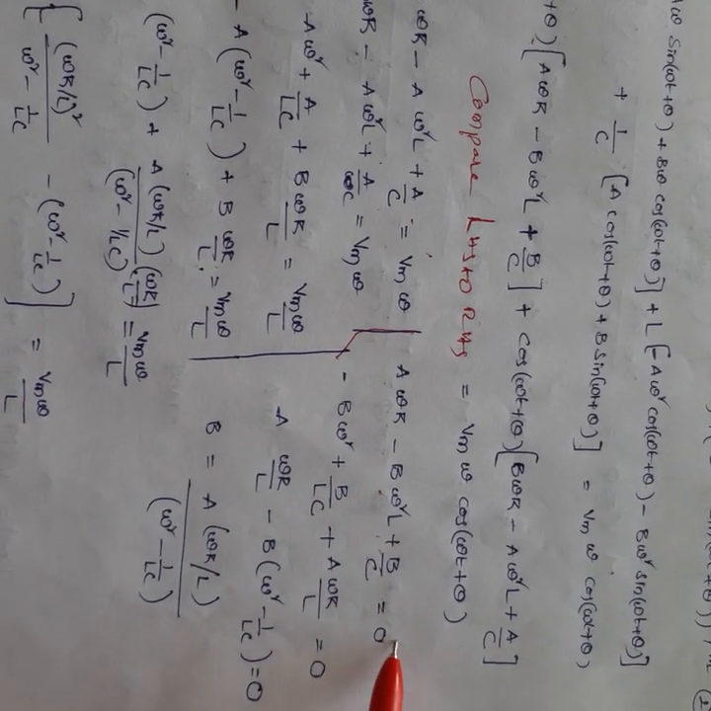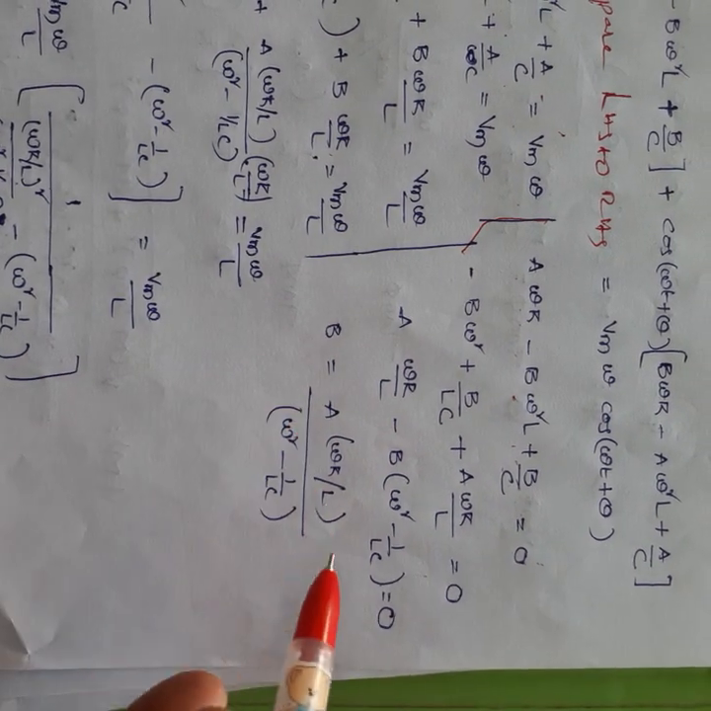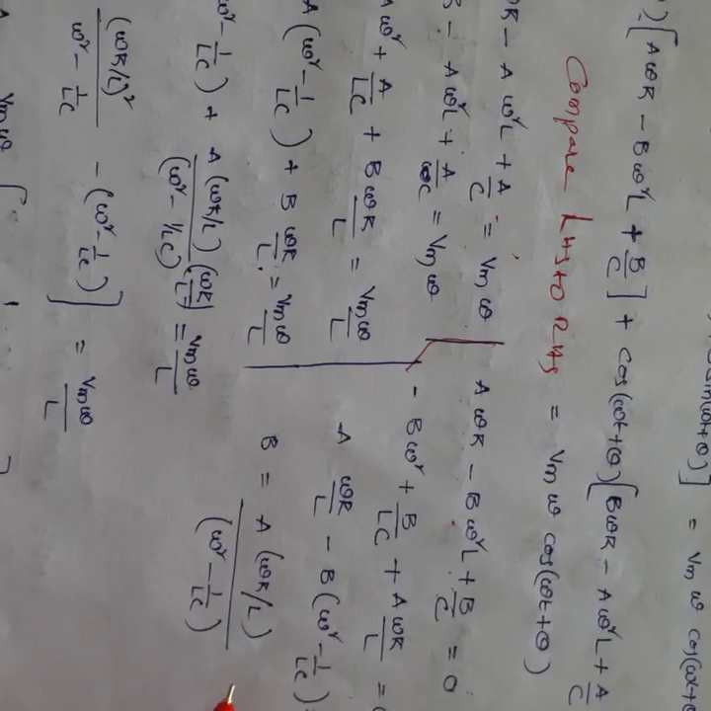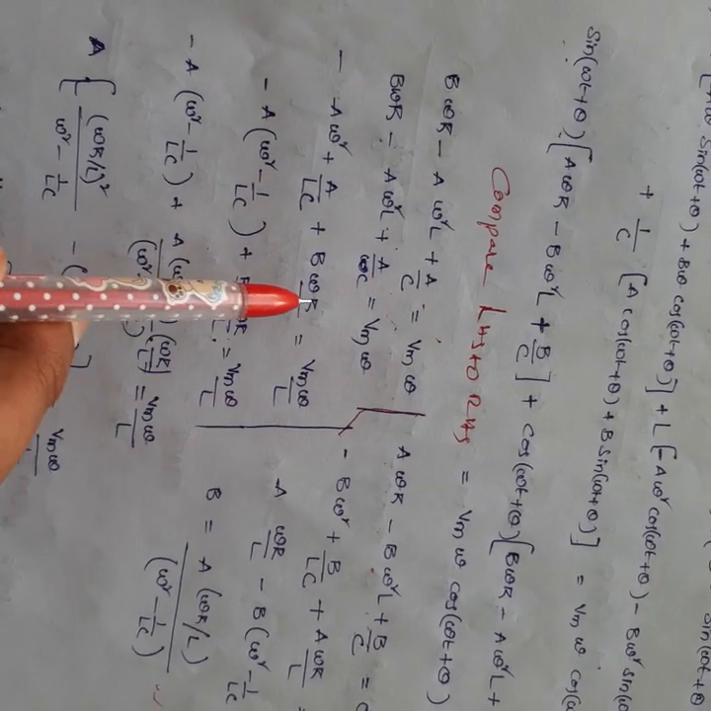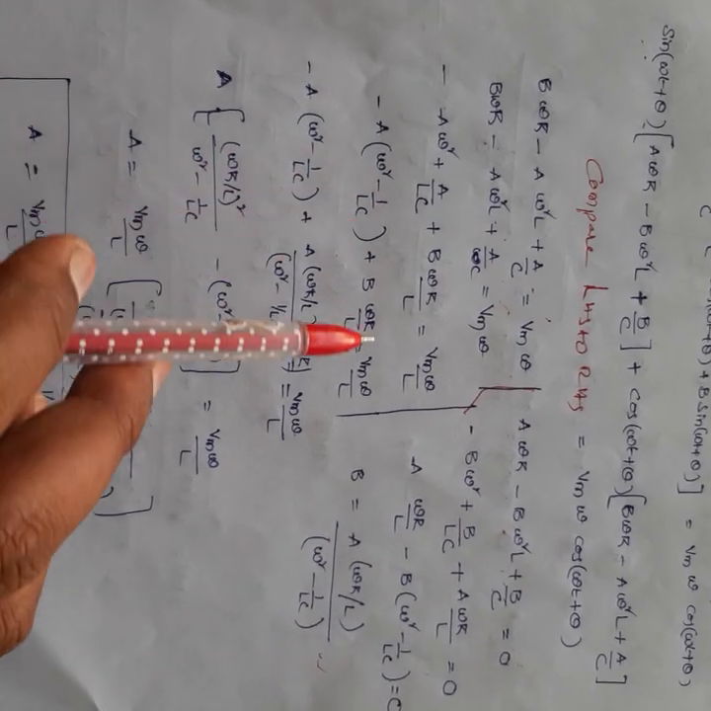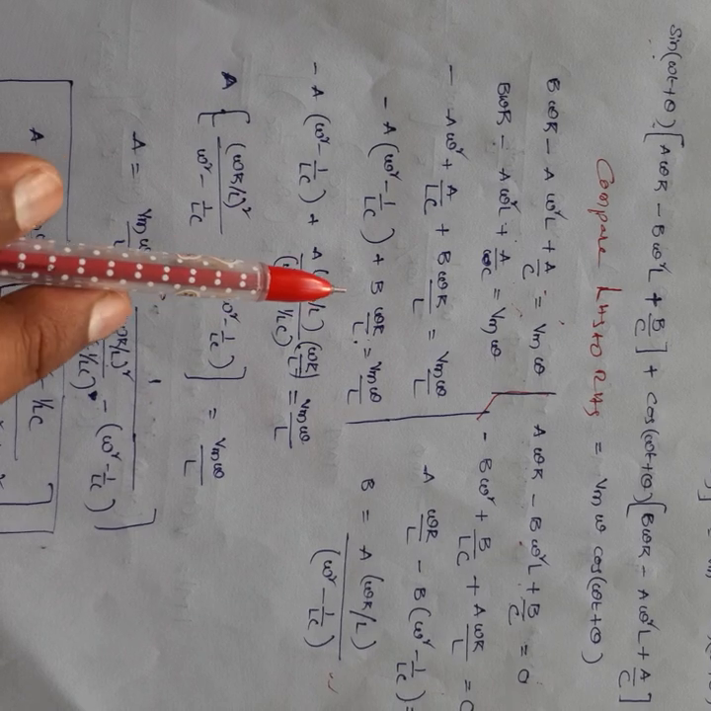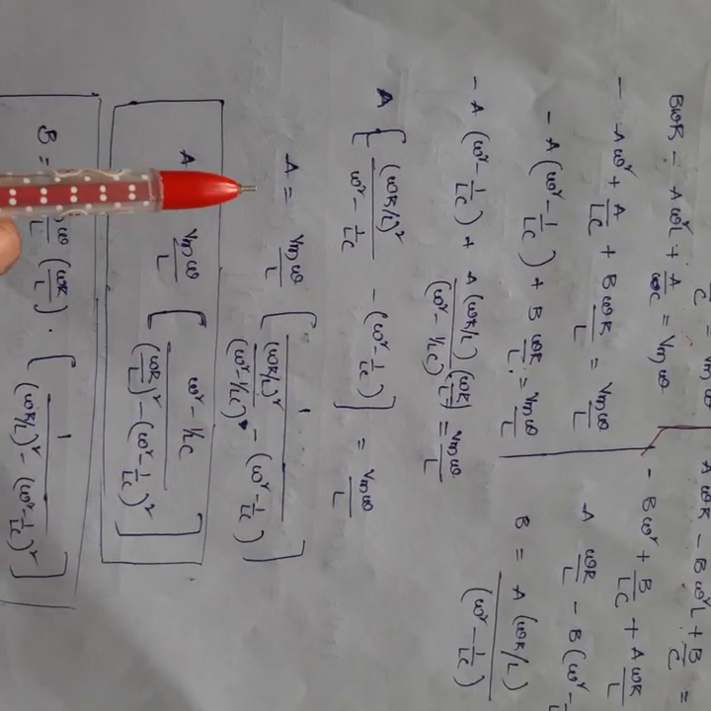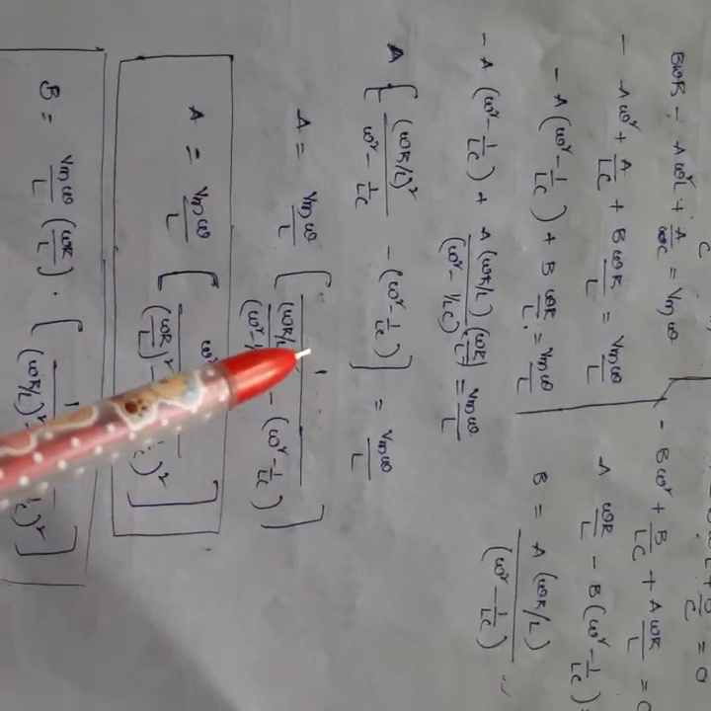This is another equation. By simplifying that, I calculate the b value as a ω / (Lω² − 1/LC). This value is substituted in this equation. Then I get the a factor. By analyzing like this, putting the b value here, I get the a value. Do this clearly, since the calculation is very important.